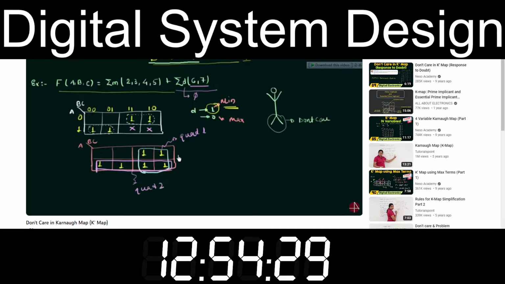As I have told you, when you do the pairing, when you are having the group of 2 ones, you eliminate one variable. When you are having the group of 4 ones, you eliminate 2 variables, and so on. So in this case, from this you would have either AB, BC or CA in complemented or normal form, but now you are having only a single literal along with the other one.